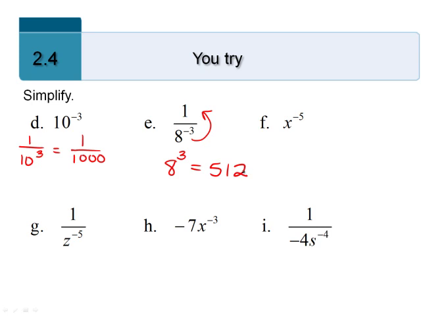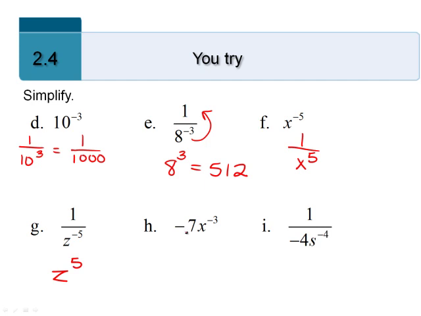All right, letter F, x to the negative 5. Remember, it's a negative exponent, so it has to go to the bottom to become positive, 1 over x to the 5th. And on G, the negative exponent is in the denominator, so again, we're going to flip it. It's going to go to the top to become z to the 5th.